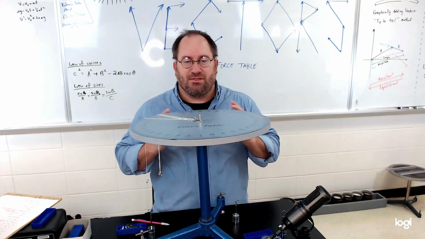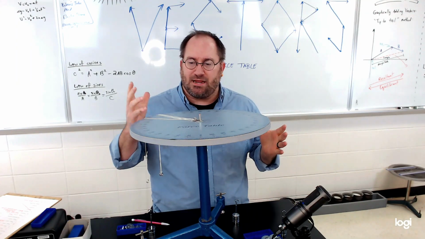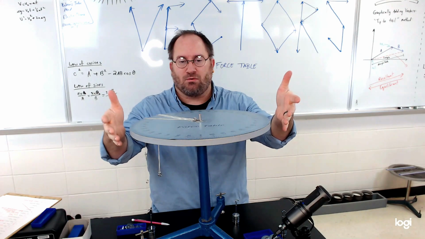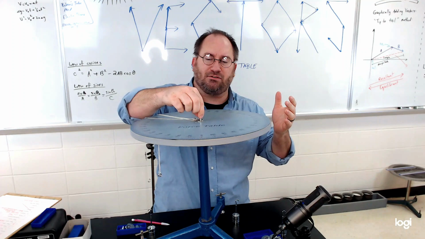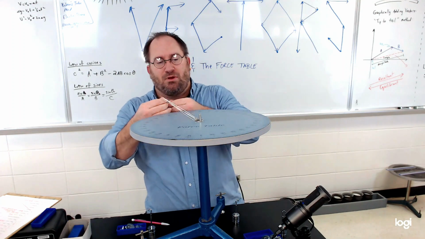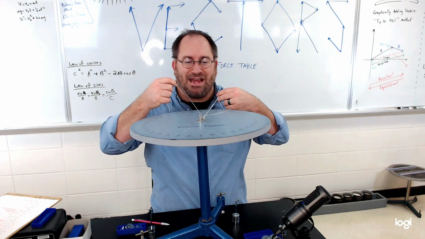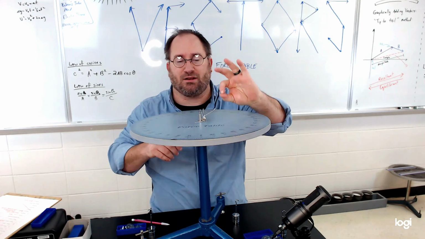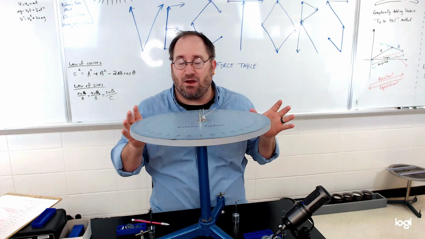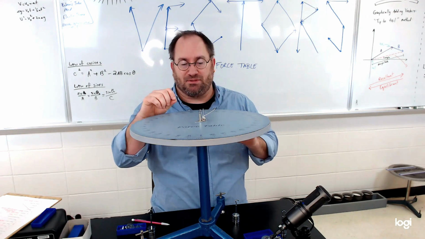Okay, so this is your force table, and as you can see, it's got a round table that has degree markings going all the way around. It's got a ring that's centered on a pin, and there are some other rings and strings. Not every one of them has rings sitting on a ring. Some of them, the strings are directly on the ring. So take that into account when you are making your adjustments.